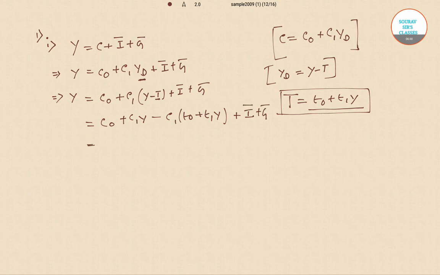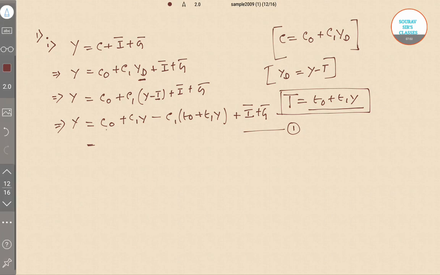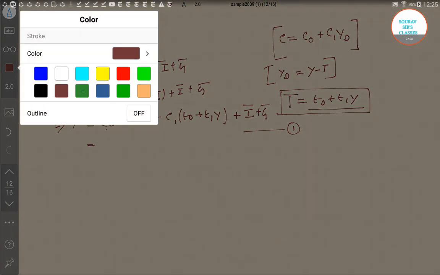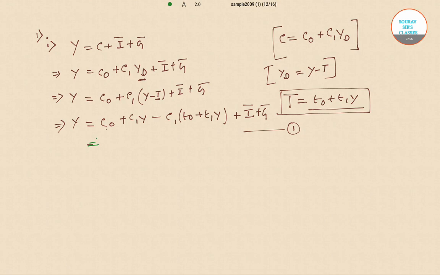Now from here we'll denote this as equation 1. So from here what we can see is that the small t1, this part, we can find this small t1.